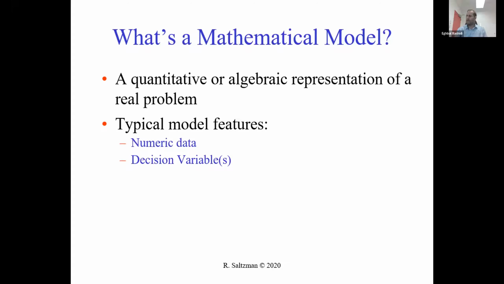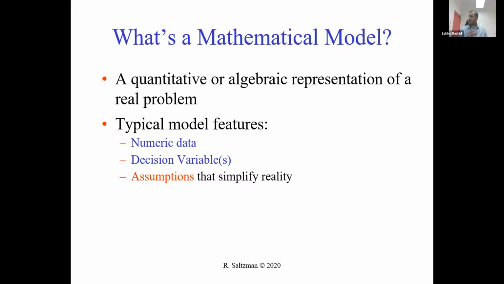And so we have another feature, which is the decision variable. So decision variable, first of all, it varies. That's why we call it variable. So that means that the number or the output can change based on this. And it's based on our decision. So it's in our control.